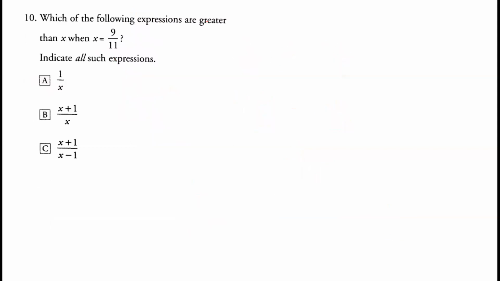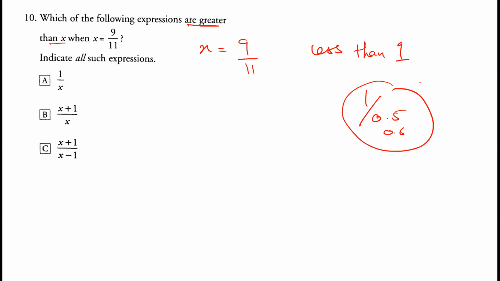Now, which of the following expressions are greater than x when x is 9 over 11? So x equals 9 over 11. We need to understand that 9 over 11 is a number that is less than 1, so the number is a decimal. Now 1 over x: if we divide 1 by a decimal number like 0.5 or 0.6 or 0.7, the whole expression becomes more than 1. For example, 1 divided by 0.5 would become 2.